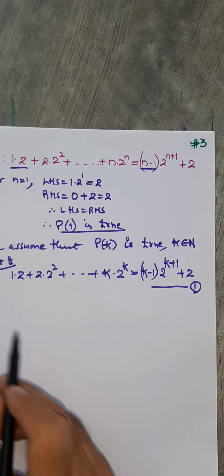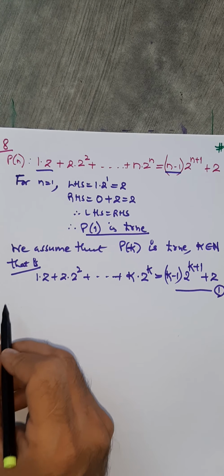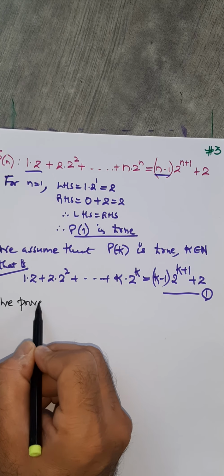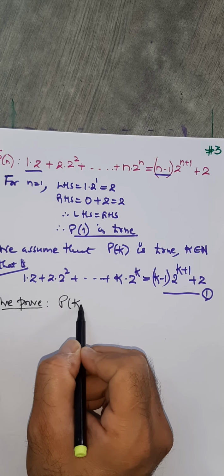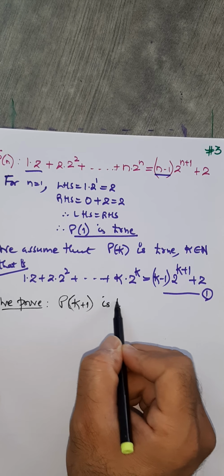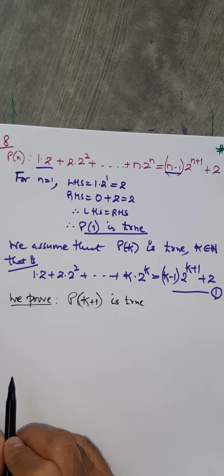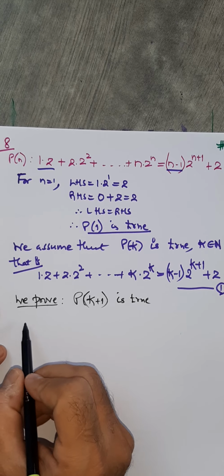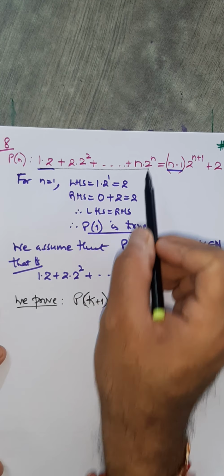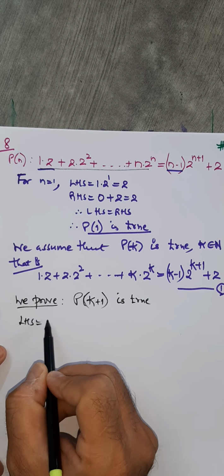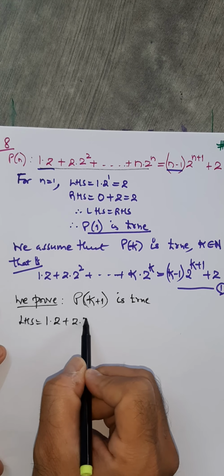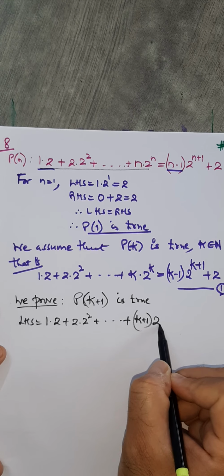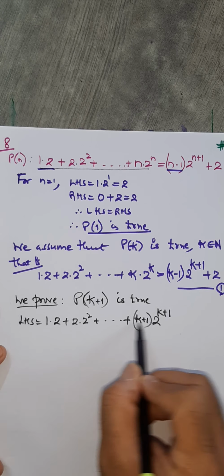Okay, now the proving part. So next is we prove. What we are going to prove? We prove P of k plus 1 is true. That's our proving part. We show that the P of k plus 1 is true. So in this statement, here we start with this, but instead of n you are going to write k plus 1. 1 into 2 plus 2 into 2 raised to 2 and so on, k plus 1 into 2 raised to k plus 1. Right? We have started with this.